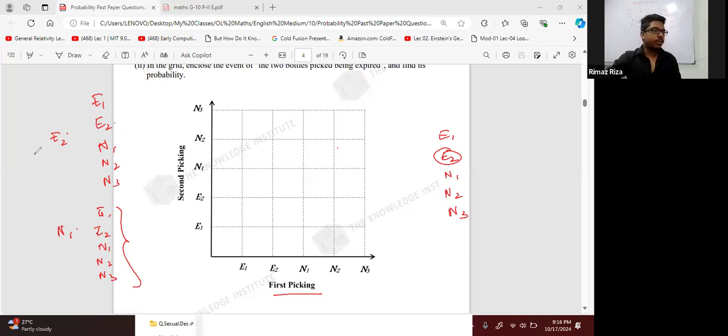So then we can mark the sample space here. For the first time, I could have picked E2, and the second time could be E1. If the first time E2, the second time could be E2. First time E2, the second time could be N1. Like this, all of these are possible. Here, in the first picking N2 bottle, second picking E1 bottle, that is also possible. N3 and E1 is possible. Here the first picking N3 bottle and in the second picking N2 bottle, that is also possible. N3 and N3 also possible. So all these values are possible, right? Don't forget, I modified the question as I replaced the bottle after the first picking. Therefore, all these are possible.